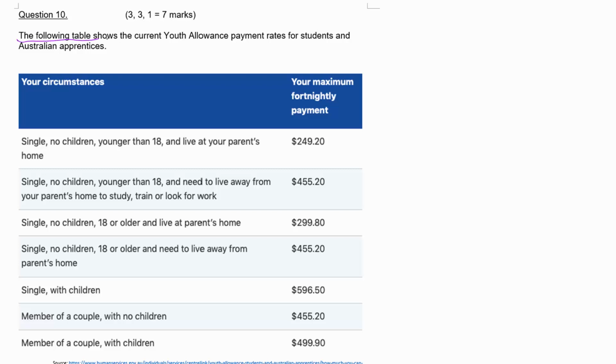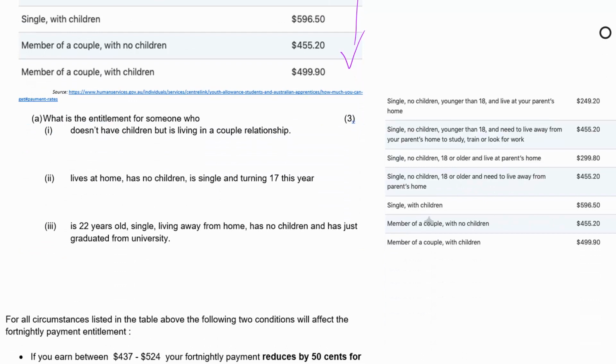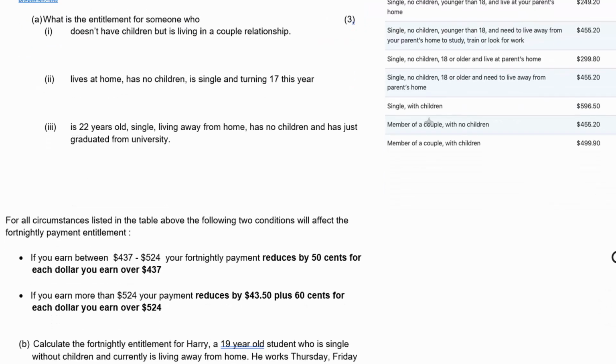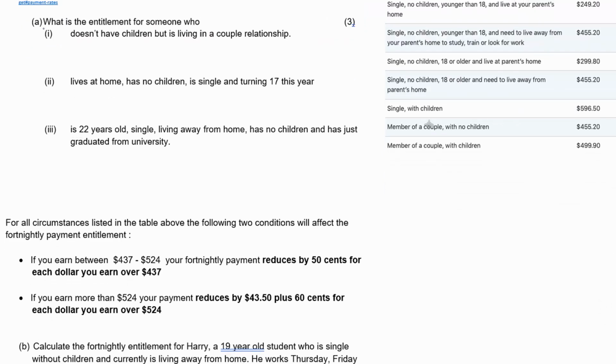The following table shows current youth allowance payment rates for students and Australian apprentices. So you don't need to take them all in necessarily here. I've got a smaller copy that I'm going to keep over here on the right, and we can refer back to it as we're doing the questions.